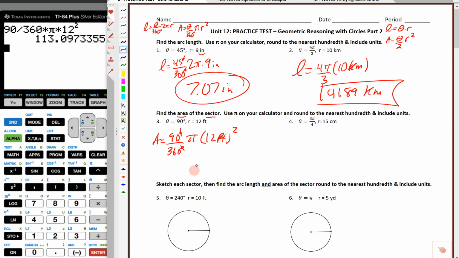So it's either 9 or 10 if you want to think of it that way. So this is going to be 10. So this is going to be 113.10, and this is going to be square feet. Okay, so we'll say we got our answer right there.